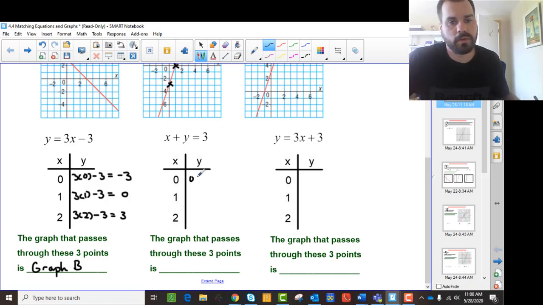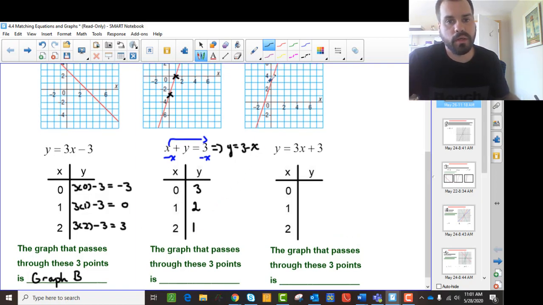So we're going to go 0 plus y equals 3. To make it easier for myself, I'm going to rearrange it to say that y is equal to 3 minus x. All I'm doing is bringing this x to the other side, or you can look at it as going minus x on both sides. That allows me to go 3 minus 0 is 3, 3 minus 1 is 2, and 3 minus 2 is 1. So I'm looking for the point 0 and 3.